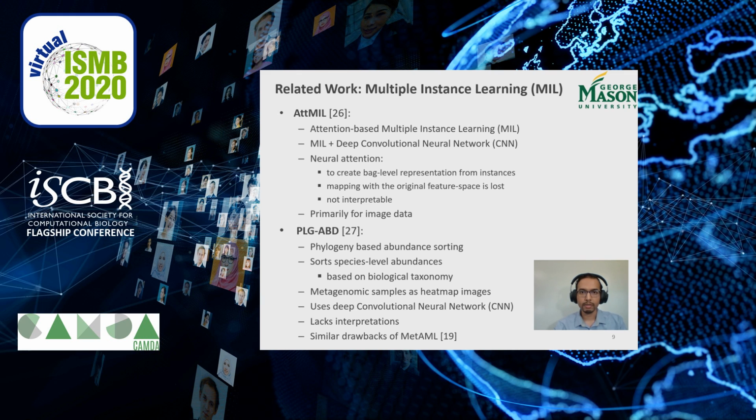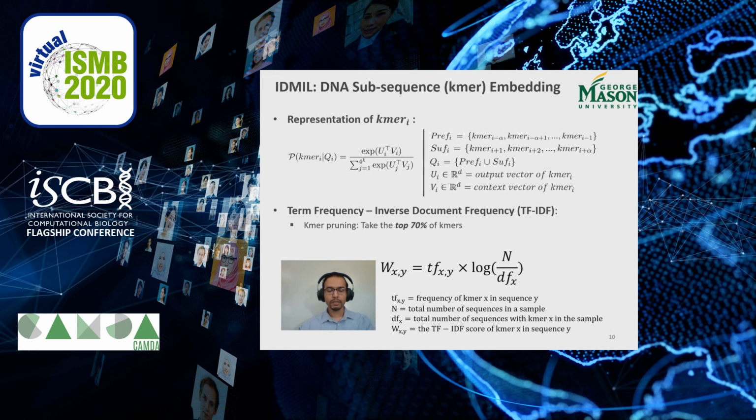PLG-ABD identifies the species-level abundance and sorts them based on biological taxonomy. It creates a heat map from the taxonomy and uses those images as a representation of the metagenomic sample, followed by a deep convolutional neural network for classification. It has a similar drawback as MetaML for using the reference sequence database and not utilizing the metagenomic data. Also, it lacks interpretation.